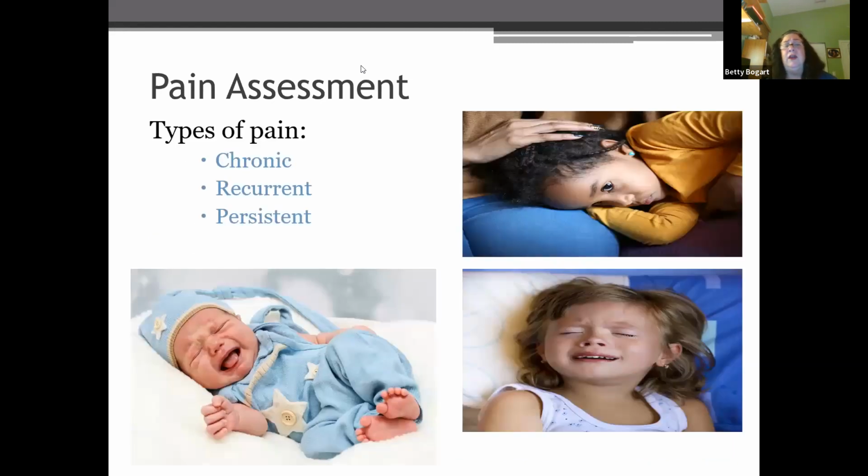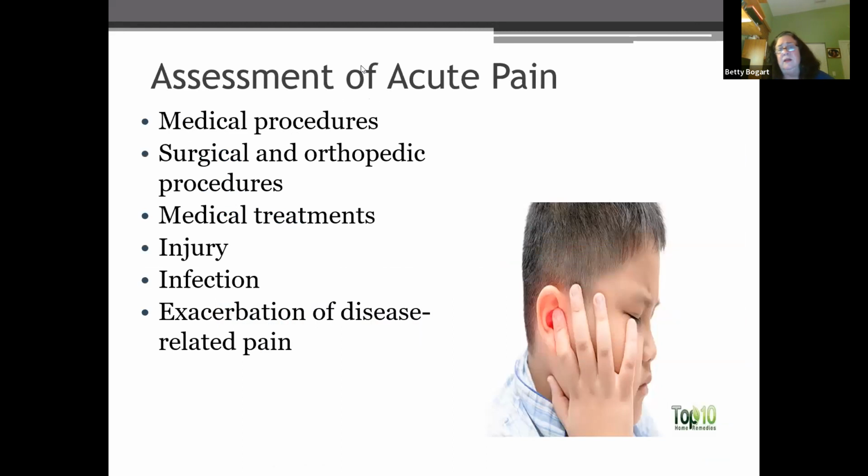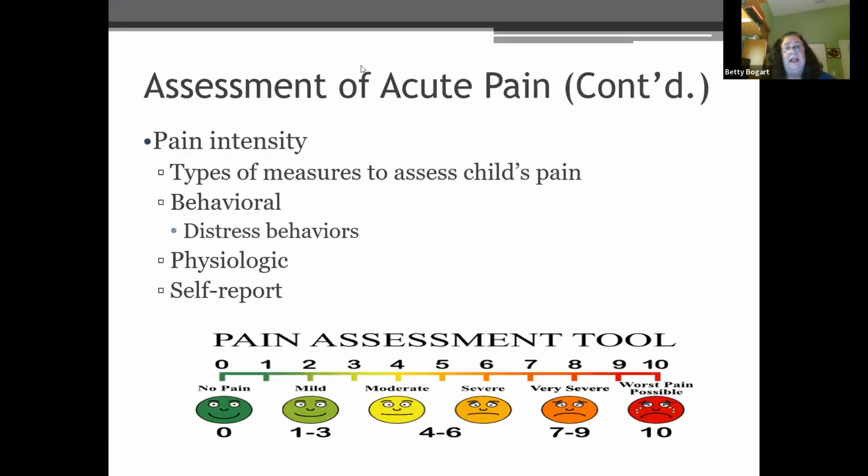Adults, children, chronic, recurrent, persistent pain could be due to surgery, an appendectomy, could be a cast on an arm, could be ear infections, I think are the worst. They really hurt kids, ear infections. And then we need to evaluate 0 to 10. 0 is no pain, 10 is the worst pain in the world. A 1-year-old can't answer that, but we have tools to use.